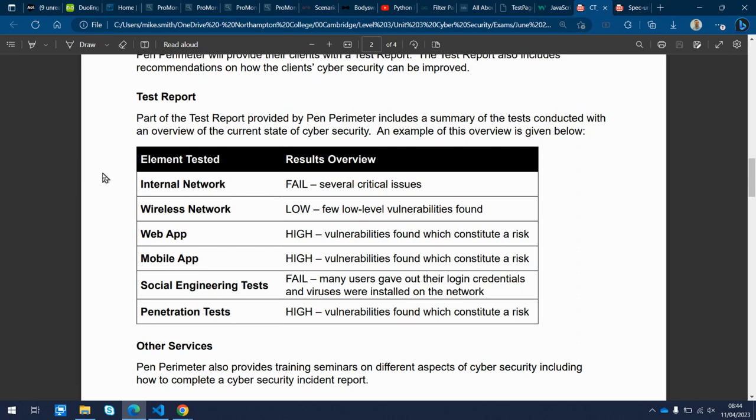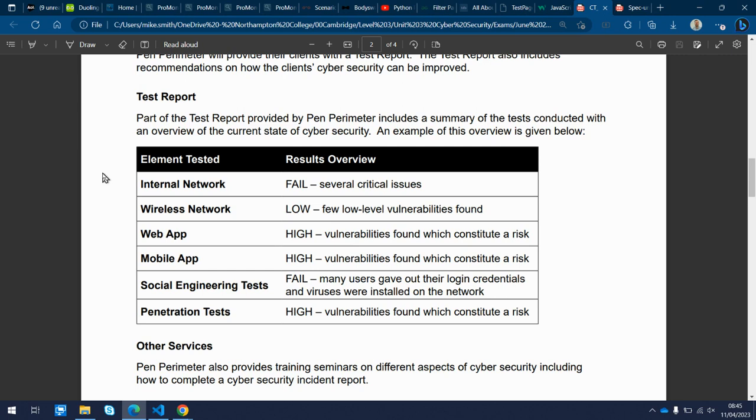On the Wi-Fi, it was low. No real issues. There are a few low-level vulnerabilities which you may be able to sort. On the web app and the mobile app, there were some high vulnerabilities that need to be sorted. Probably you're going to have to go and talk to your software developers to sort those issues out. There were some social engineering tests. So these are when people phone and pretend to be from somewhere else, or you've had some phishing email or something like that comes through.